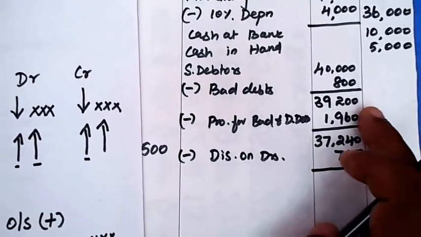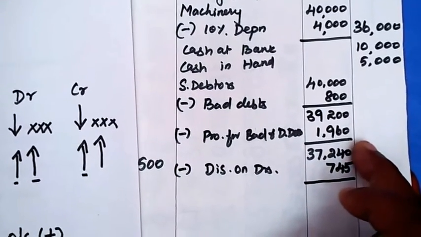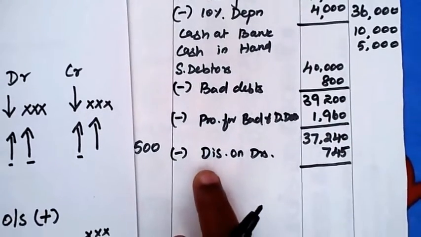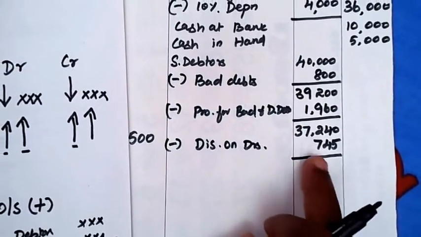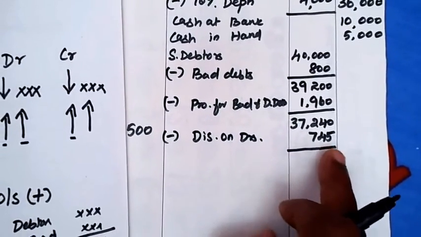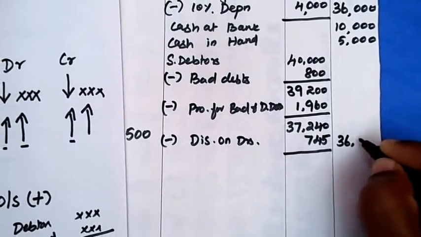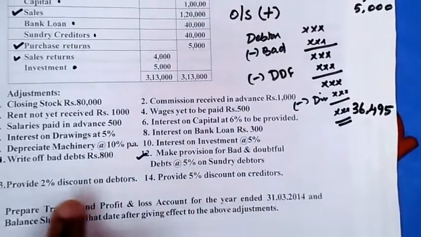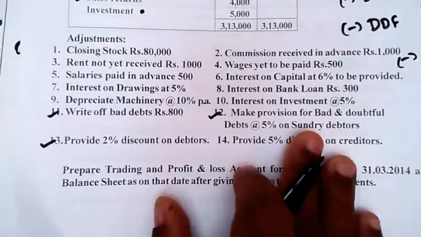1,960. After deducting this, the remaining amount is 37,240. They are called good debtors. They are ready to pay. For them, you can allow some discount. So 2% discount on debtors. On this amount you have to calculate 2%. 745 round value. So what is the remaining balance? 36,495. So according to this adjustment, these are the three items which decrease or increase.